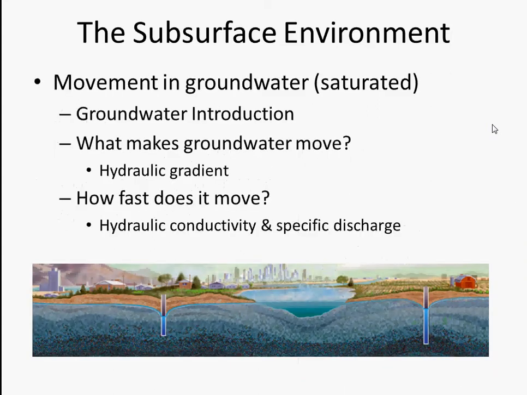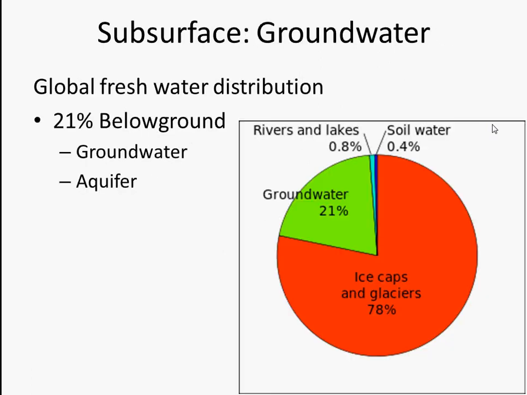So this section of the course is going to talk a little bit about groundwater, give you a little bit of an introduction to it, and then talk about what makes groundwater move and how fast does it move. And we're not going to cover all of this in videos, we're just going to talk about the first two parts. So first, in this video, we're going to talk about groundwater, just a little bit of an introduction to it. So this is global freshwater distribution.